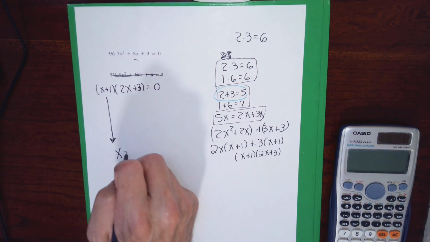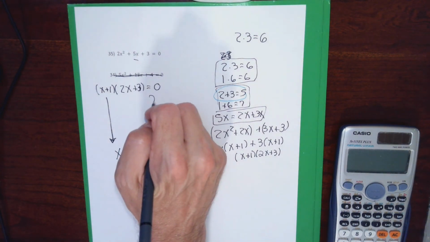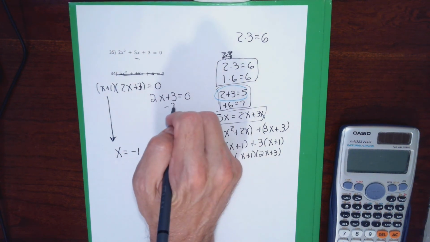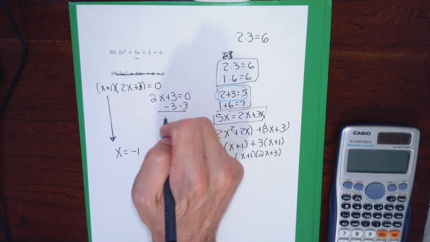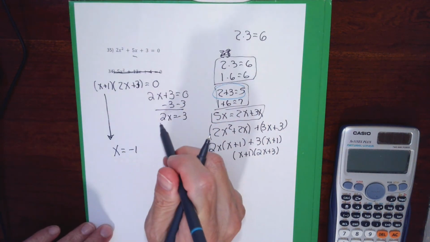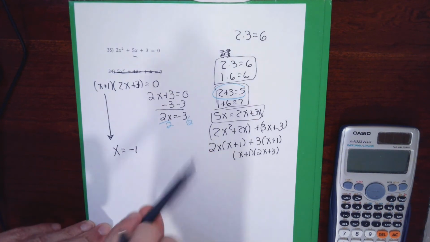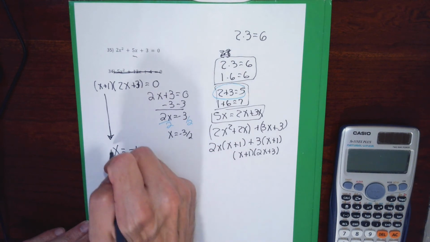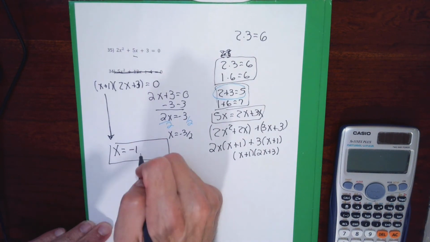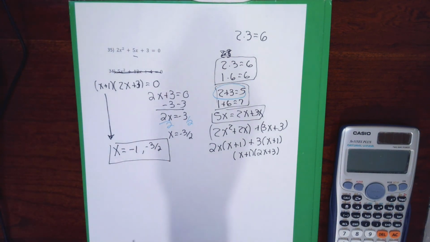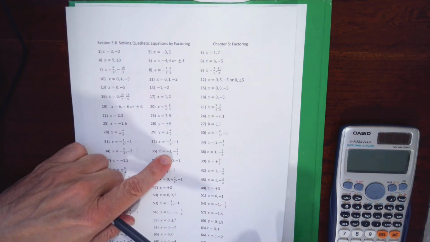I would just minus 1, minus 1. The 2x plus 3 gives me an answer of minus 3/2 because I need to minus 3, minus 3, and divide by 2, divide by 2. So for an answer, I'm going to do negative 1, comma, negative 3/2. The order that you write the numbers in absolutely doesn't matter. So 35, negative 1 and negative 3/2. Perfect.